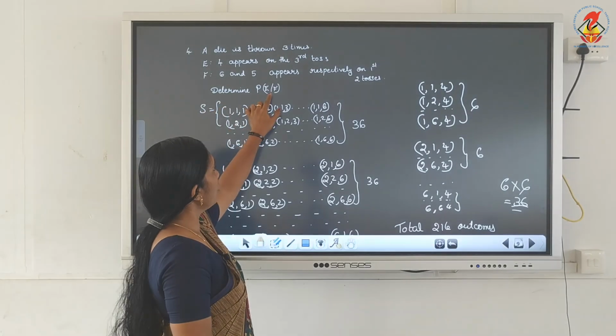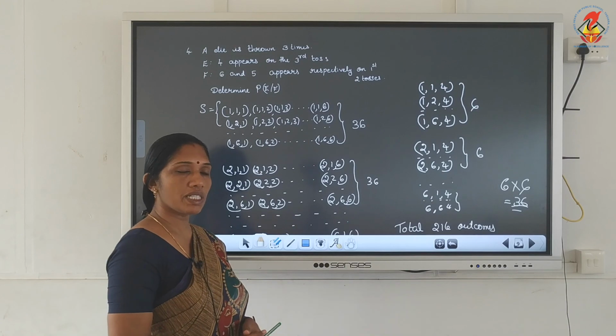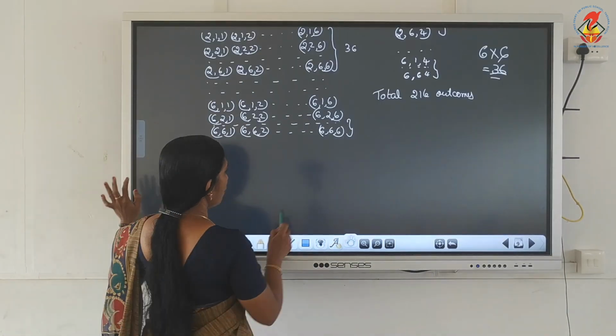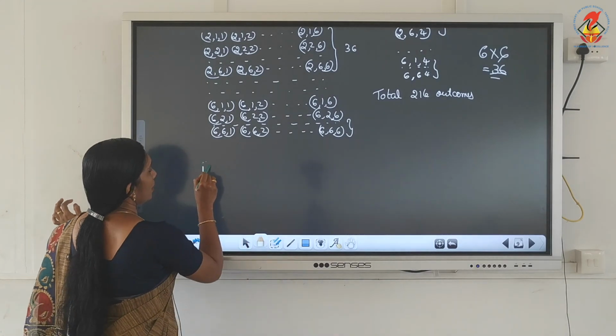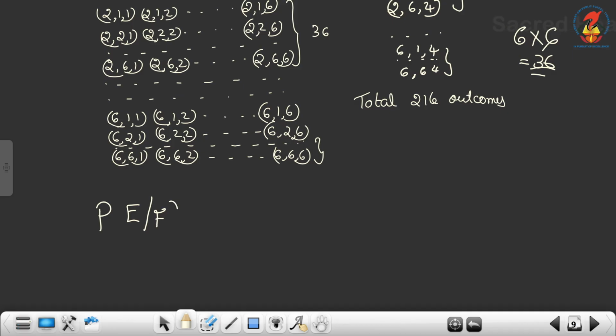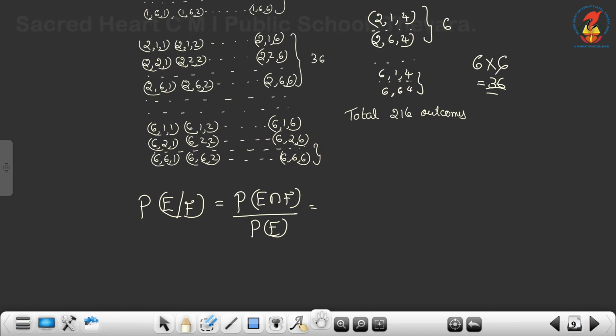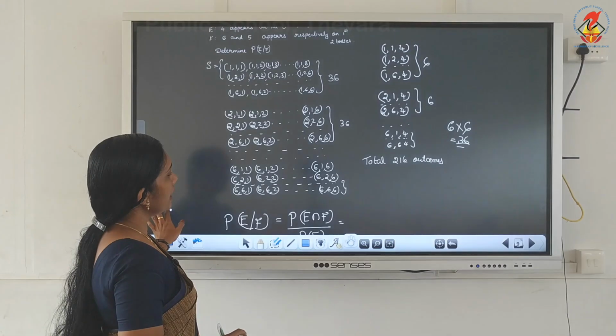We have to find P of E intersection F. How do we write it? P of E given F is equal to P of E intersection F by P of F. Okay. So P of E that we don't want to find, I just say how to find that. Now what is E intersection F?